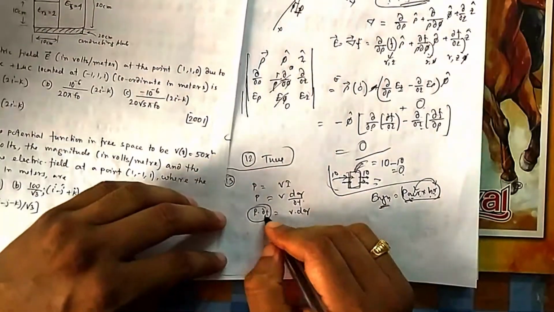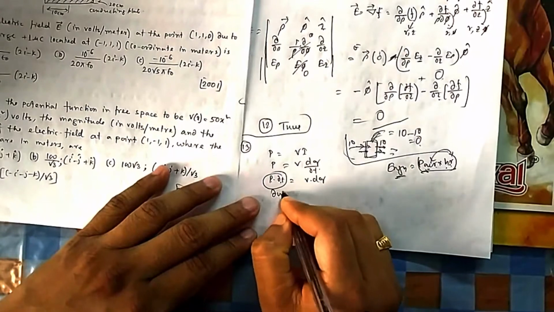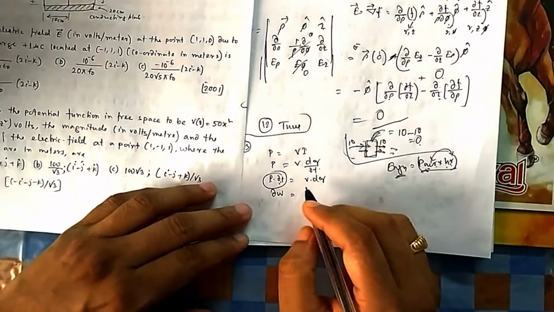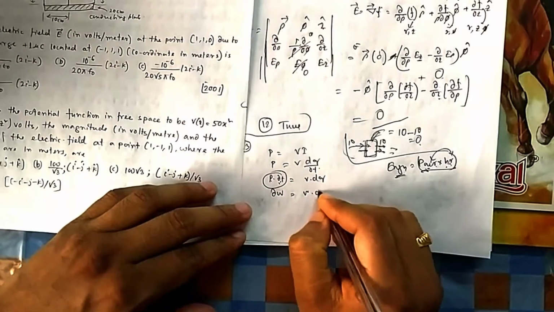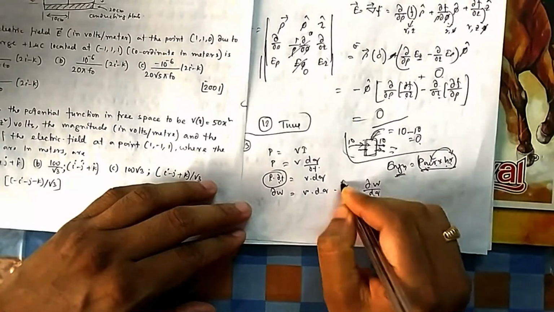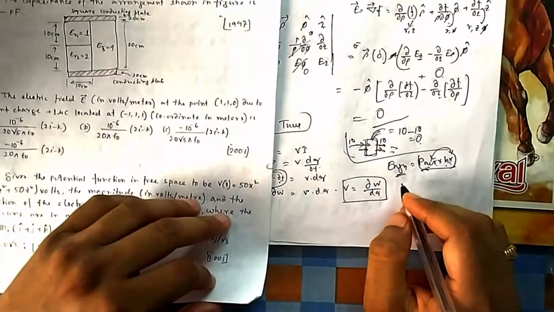Because it is power into dt, this is energy dW, because you are taking a small interval of time. That's it, dW is V into dQ. Now you can easily find V is equal to dW by dQ. So that is your option D.